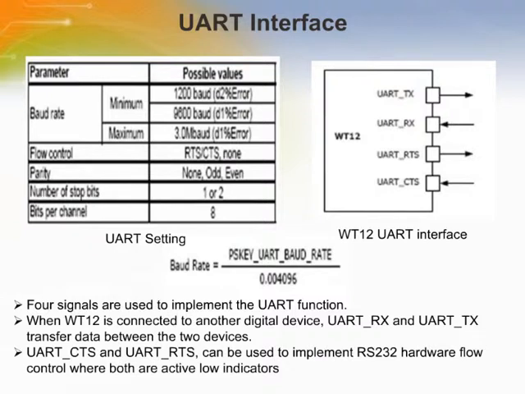The WT12 UART interface provides a simple mechanism for communicating with other serial devices using the RS-232 standard. The UART interface of the WT12 uses voltage levels of 0 to VDD, and thus an external transceiver IC is required to meet the voltage level specifications of RS-232. Four signals are used to implement the UART function. When WT12 is connected to another digital device, UART RX and UART TX transfer data between the two devices. The remaining two signals, UART CTS and UART RTS, can be used to implement RS-232 hardware flow control, where both are active low indicators.